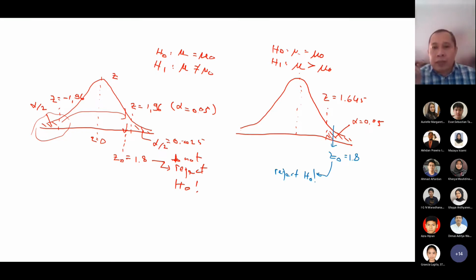Now, can anybody tell me why this oddity happened? Ada yang bisa jelasin nggak kenapa kejadian ini terjadi? Kita mengubah hipotesisnya, lah kesimpulannya berbalik. Kenapa? So this happens whenever your test statistics is what? Look at it here.